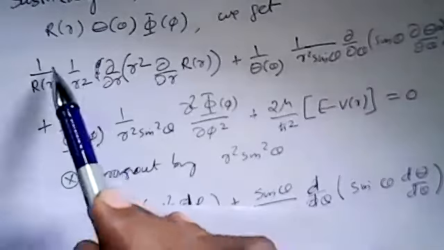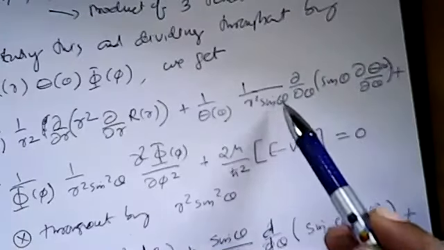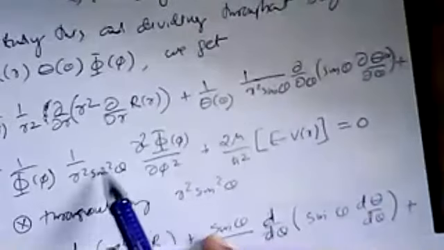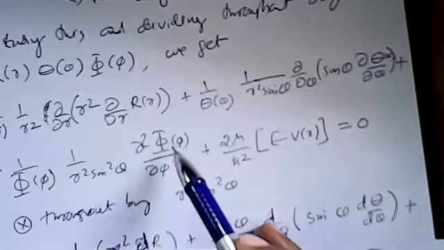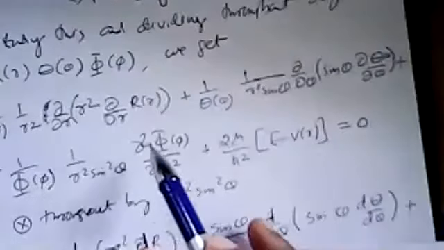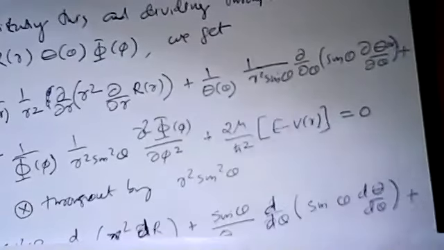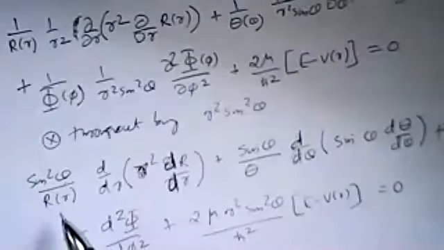So here one r square will cancel, then sine square theta will come. Here r square sine theta is there, so one sine theta will come in the numerator. Then here it completely cancels, so only phi remains here. Only the phi term remains in the third term, and here also r square sine square theta will come. Okay, so that is the result, sine square theta by capital R.